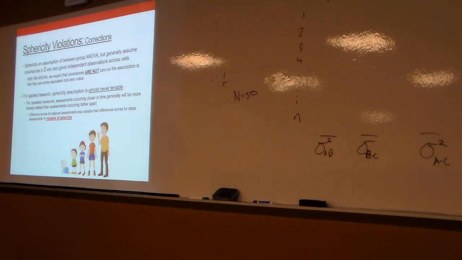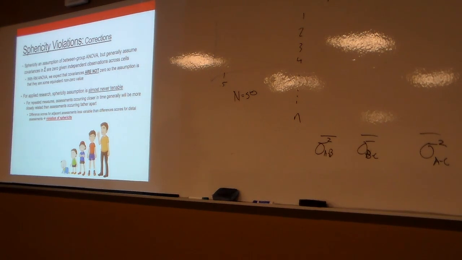And because of that, what we find is that in our adjacent assessments, the difference scores between A and B, we're going to see less variability than I'm going to expect in the difference between A and C, right? And because of this, it means that this variance is going to be much less than that variance, and what we've got then is a violation of our sphericity assumption, right?